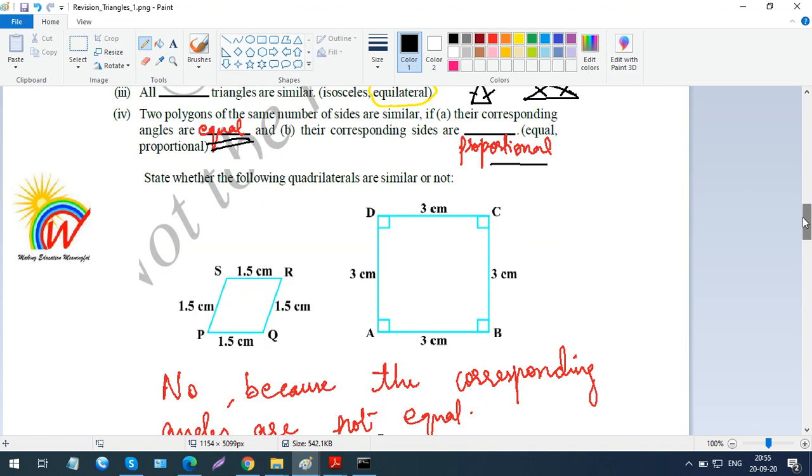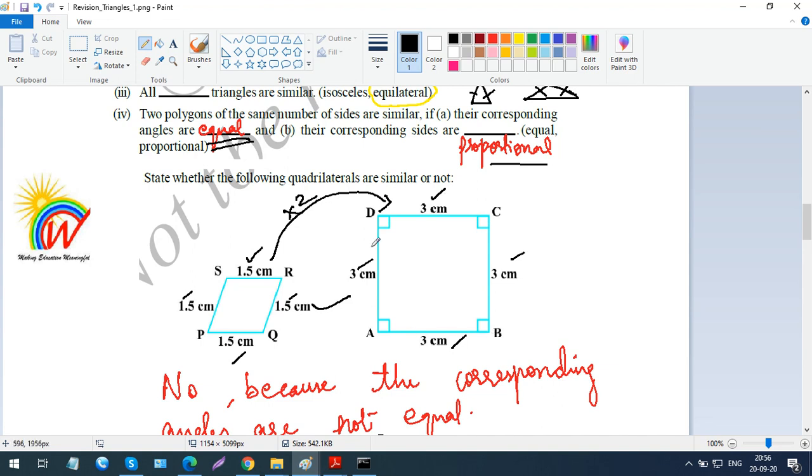Okay, now state whether the following quadrilaterals are similar or not. So we have to say if these two figures are similar or not. Now if you look, this has got 1.5, this has got 3. So that means what is it? If I multiply 1.5 by 2, it's double of 1.5, right? So if I multiply by 2, I get it. All the sides are 1.5, 1.5, 1.5, and here all the sides are 3, 3, 3. So all the corresponding sides are proportional, right? Because when you multiply each side by 2, you get the other bigger figure.